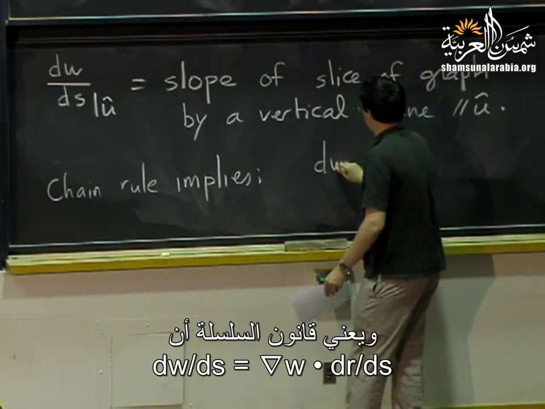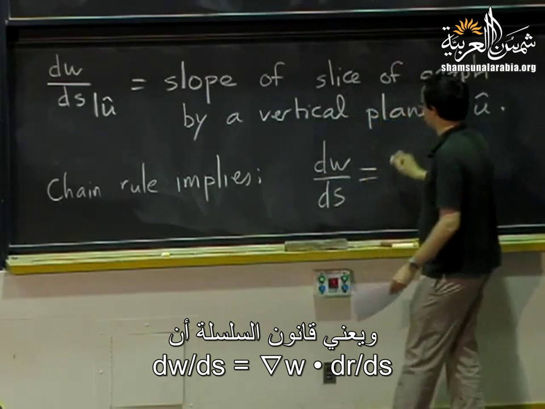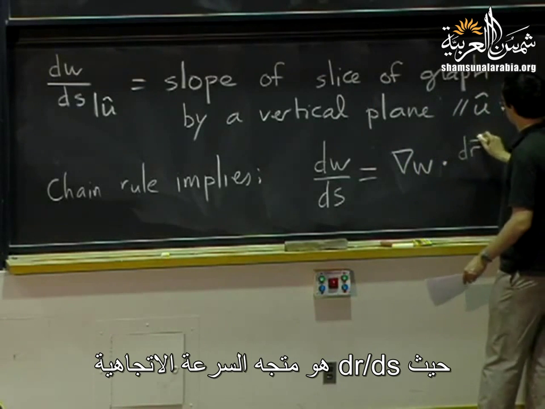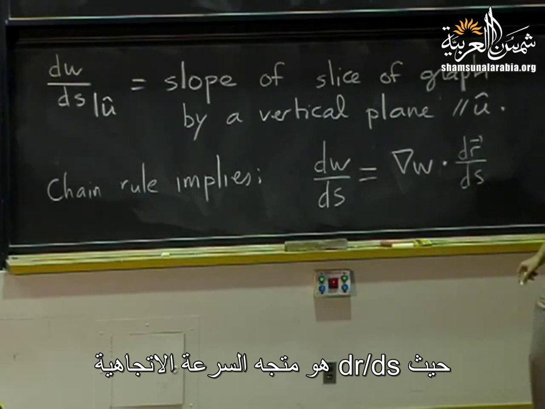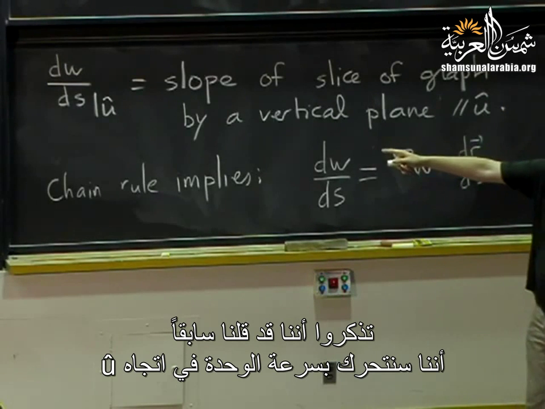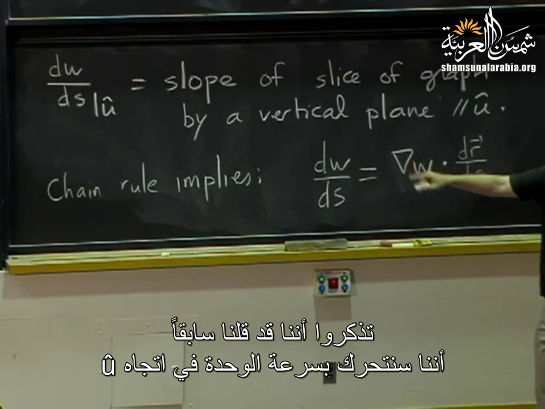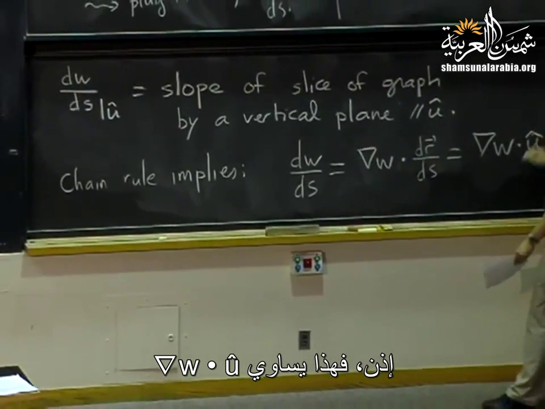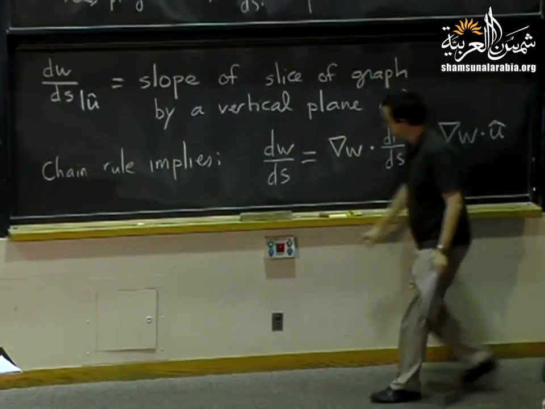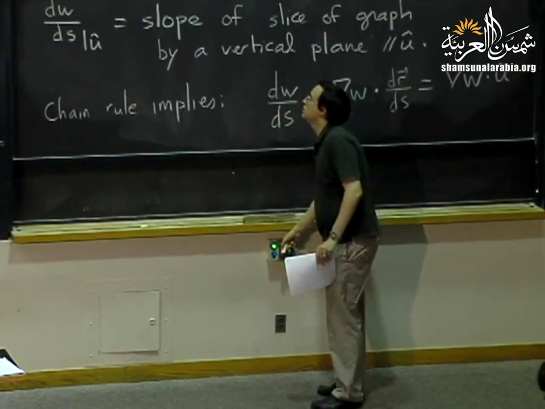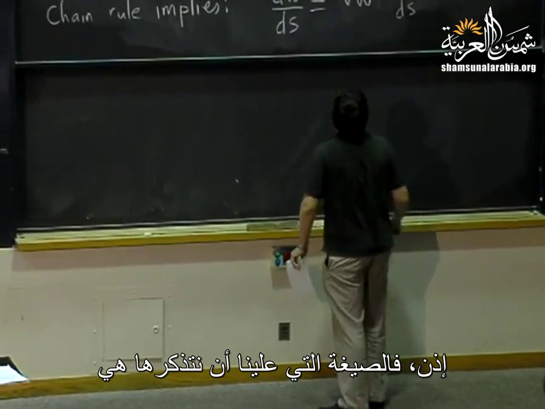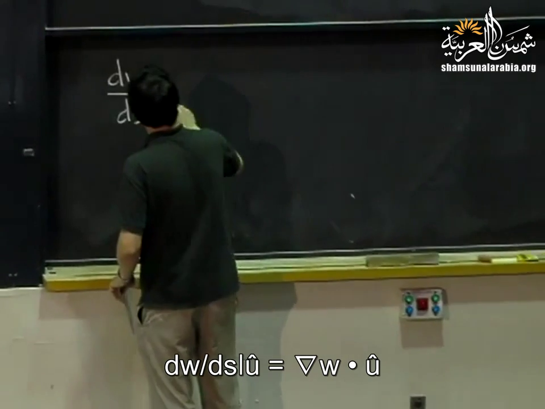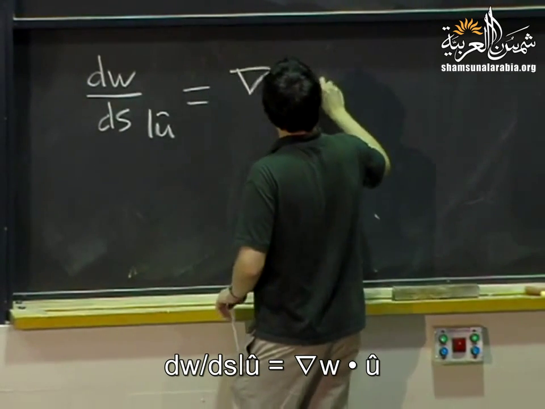that dw by ds is actually the gradient of w dot product with the velocity vector dr by ds. But remember, we said that we are going to be moving at unit speed in the direction of u. So in fact, that's just gradient w dot product with the unit vector u. Okay, so the formula that we remember is really dw by ds in the direction of u is gradient w dot product with u.